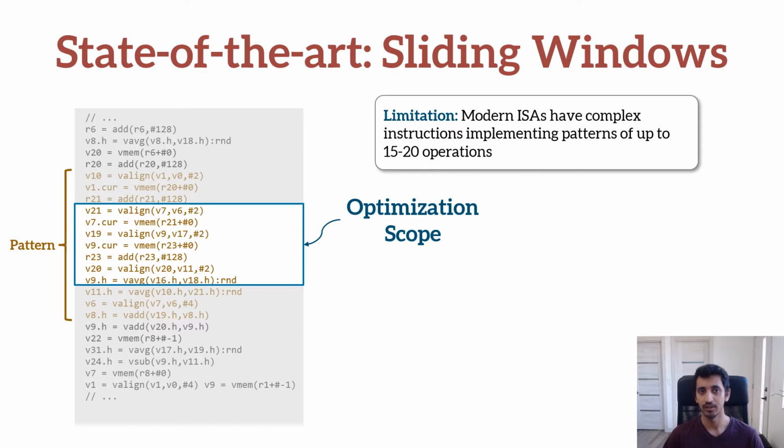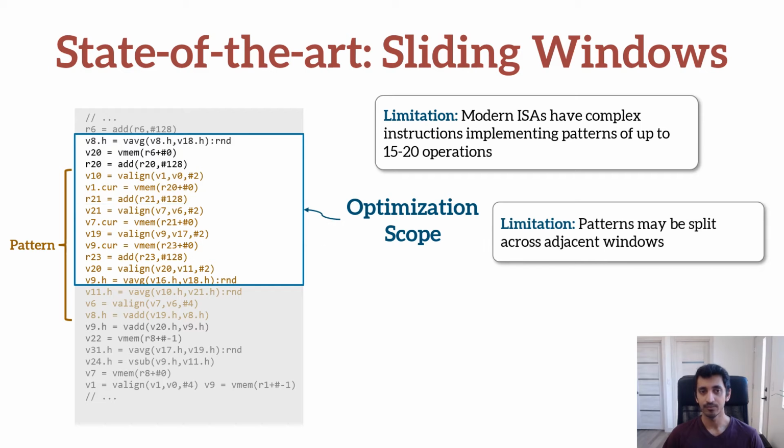For starters, modern vector instruction sets contain complex intrinsics that implement patterns that can be up to 15 or even 20 operations long. These patterns are actually larger than the window sizes that these state-of-the-art super-optimizers actually support. And even if the size of the sliding window was large enough to contain the entire pattern, there is no guarantee that the entire pattern will actually fall within the same optimization window. Since each window is optimized locally, the super optimizer may not detect opportunity to use these powerful intrinsics when the pattern is split across adjacent windows.